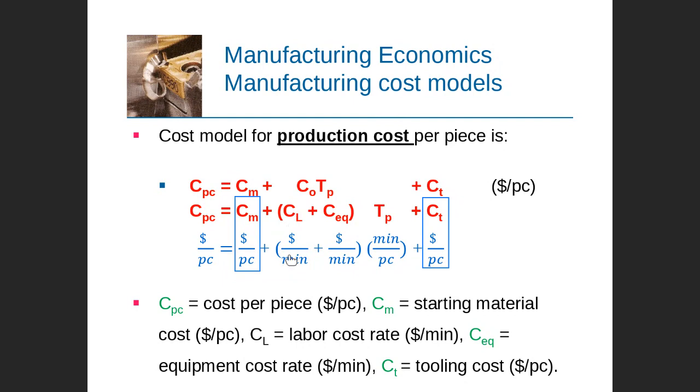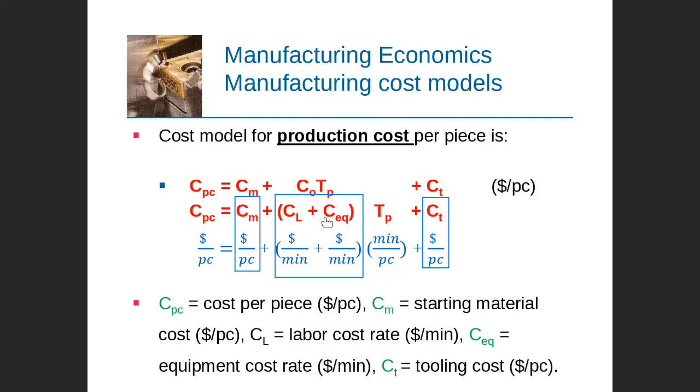He's getting, for example, $10 per day. Then how many dollars per minute? And you can see this is the CL, dollar per minute. CEQ, which is the equipment cost, is also dollar per minute. Both terms, CL plus CEQ, are dollar per minute. Because finally we need to get dollar per piece, you have to multiply by TB, minutes per piece.